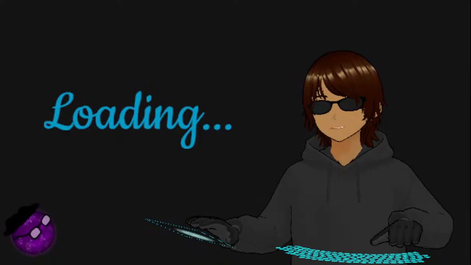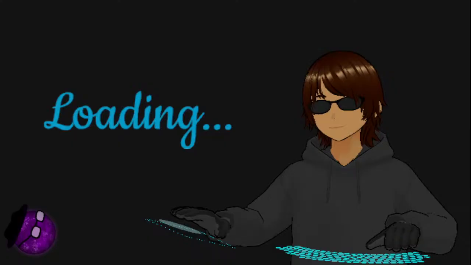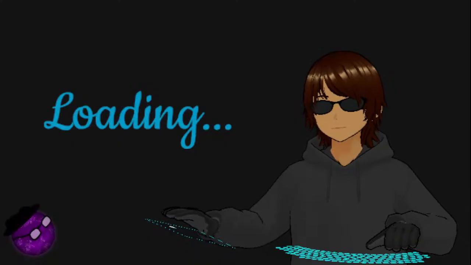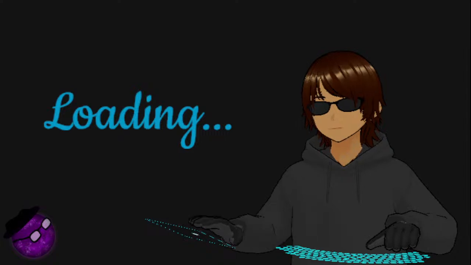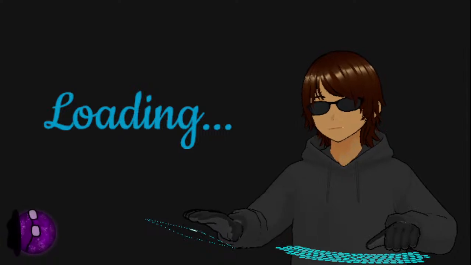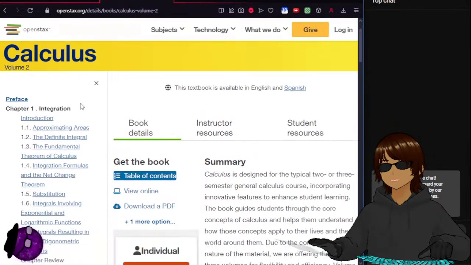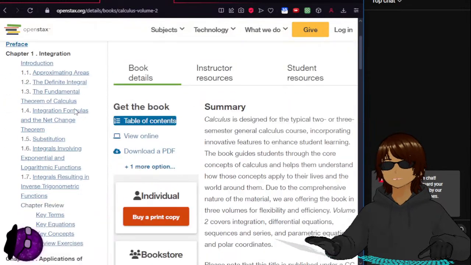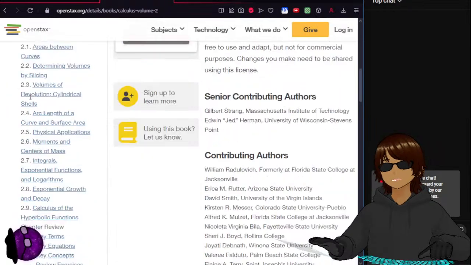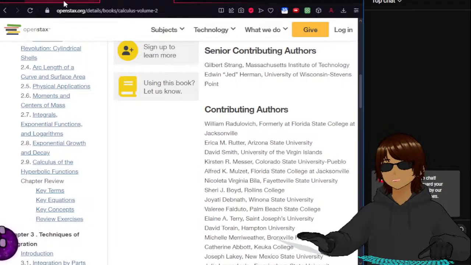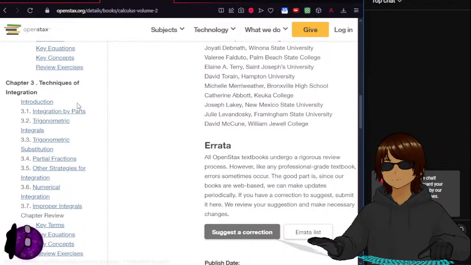Okay, let me switch to full screen. Okay, so Calculus Volume 2. We did integration in Volume 1 and applications of integration in Volume 2, except for the last part, Calculus of hyperbolic functions. We will start with techniques of integration.